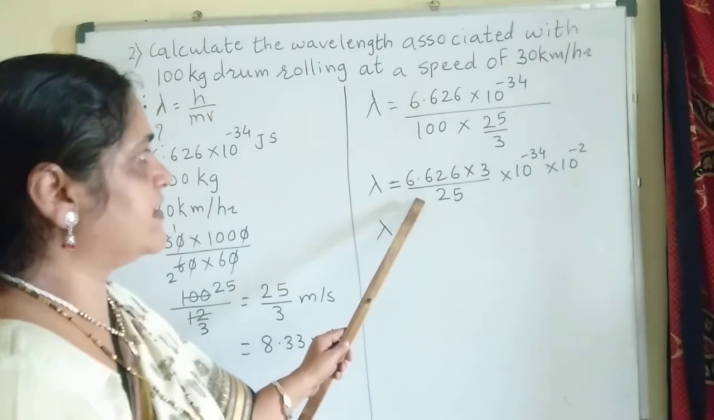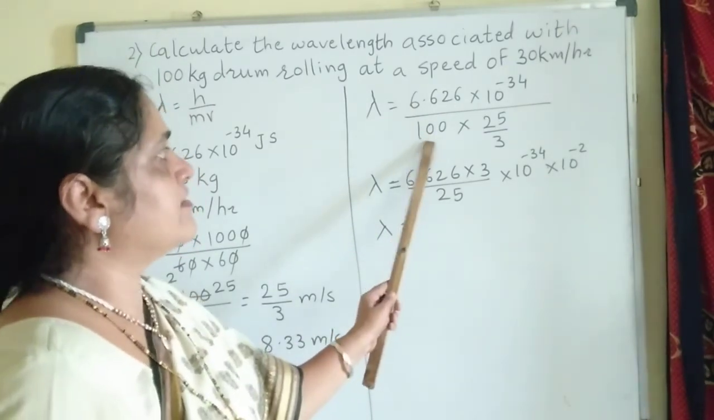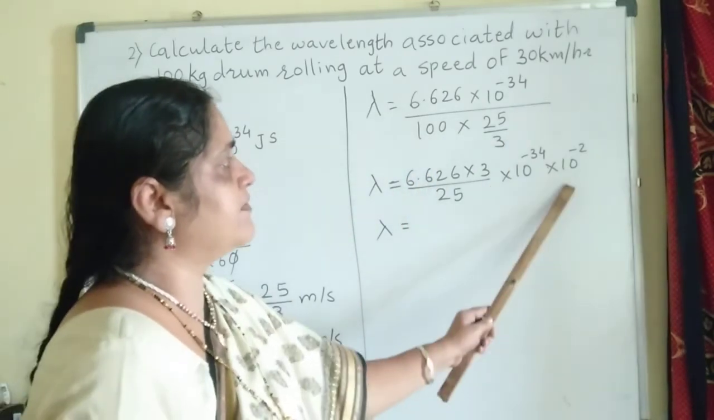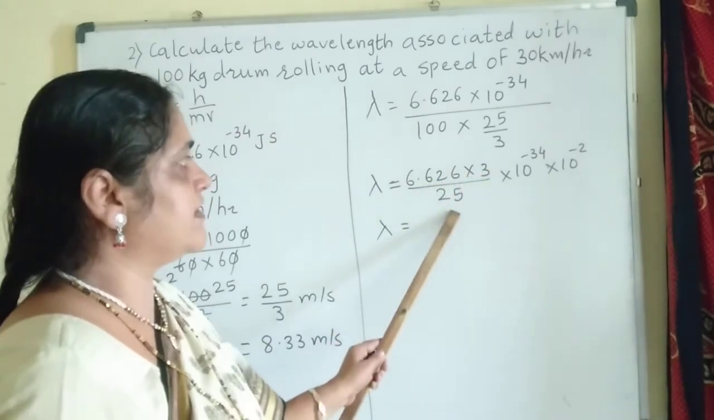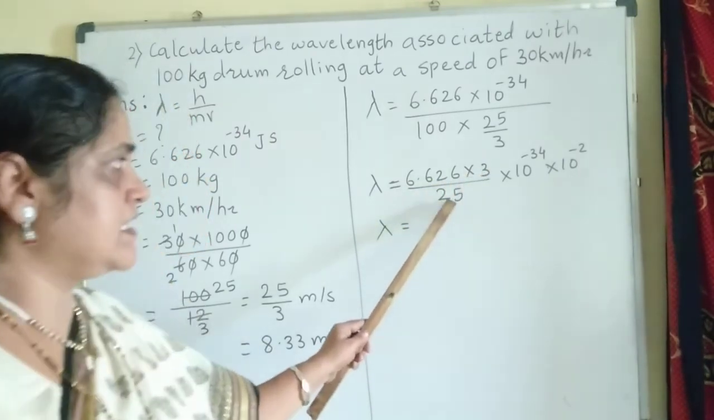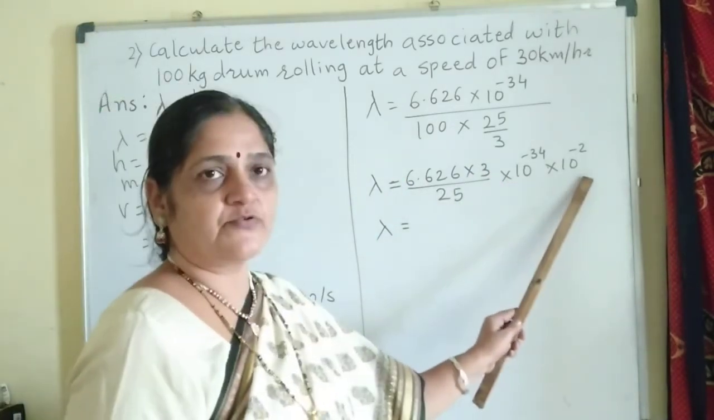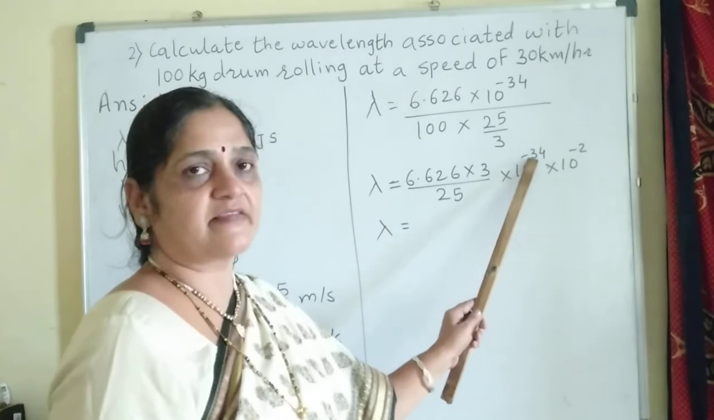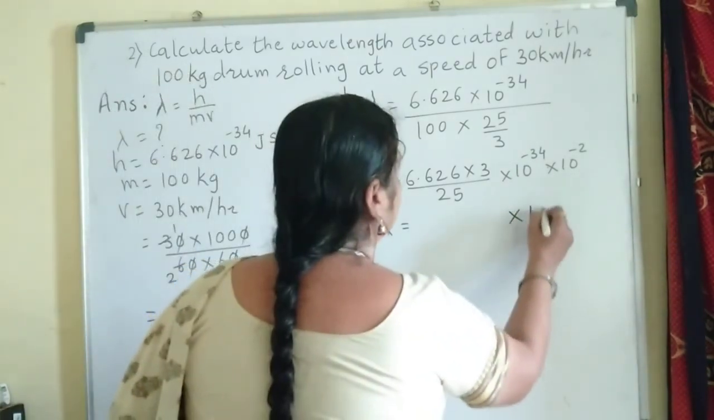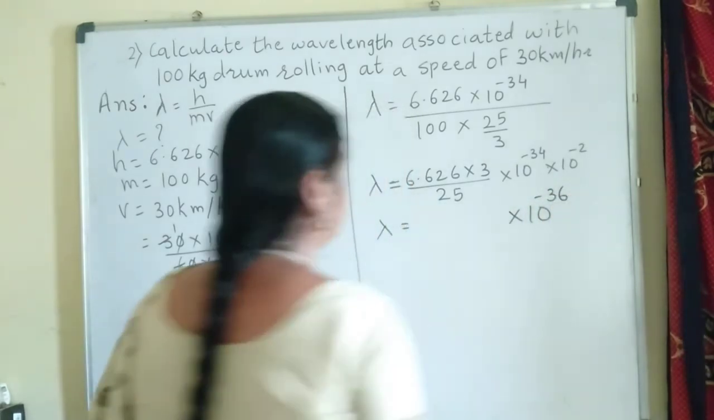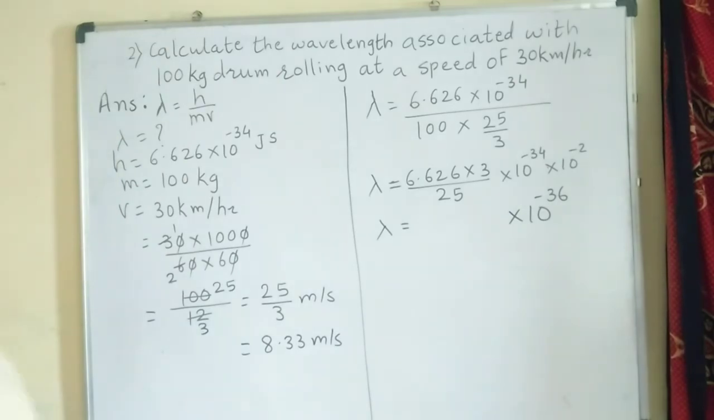So now I have separated the exponent part, 10 raised to minus 34 into 10 raised to 2. This 10 raised to 2 will be going to the numerator, becoming 10 raised to minus 2. And here the 6.626 into 3 upon 25. In this way we have written here the numerical part, right? So now here the exponents 10 raised to minus 2 and 10 raised to minus 34 will be 10 raised to minus 36. Right? And we have to calculate only this part, that is 6.626 into 3 upon 25.